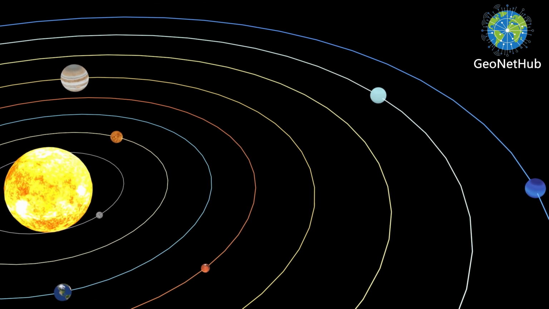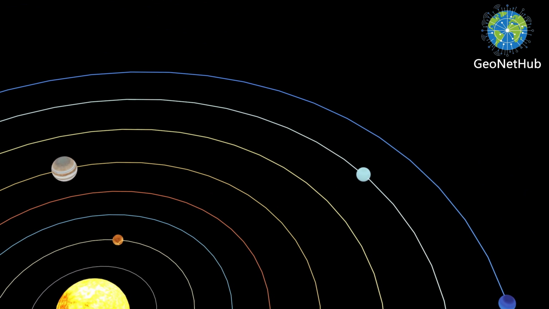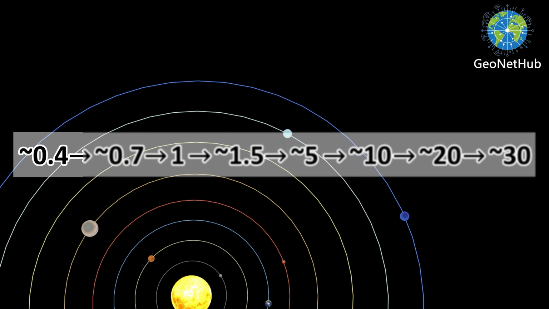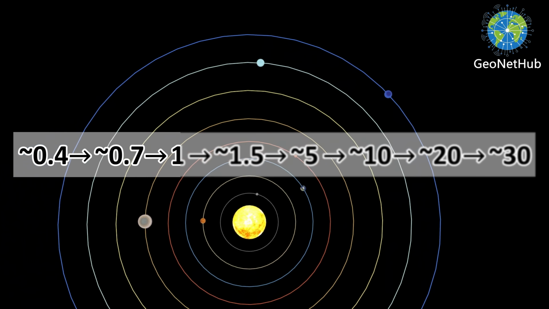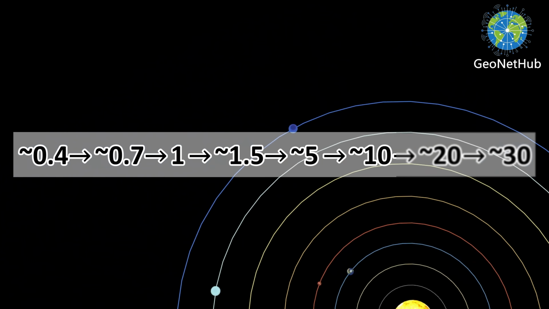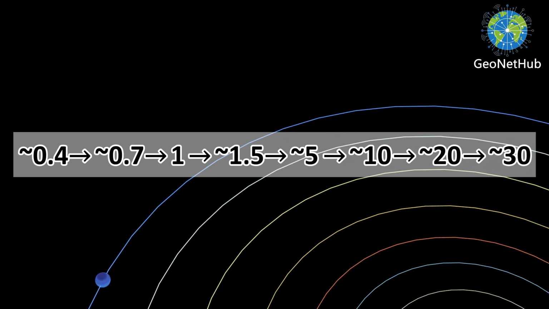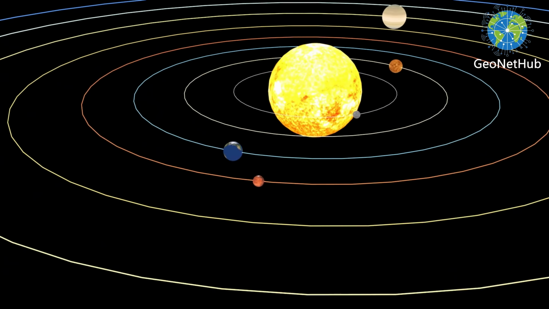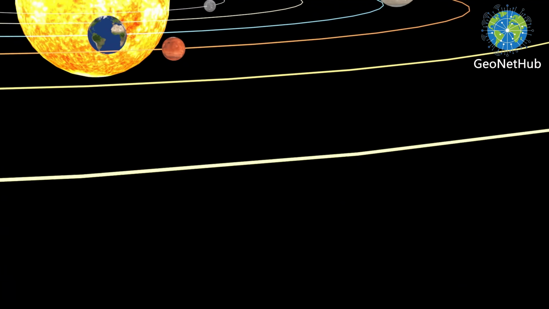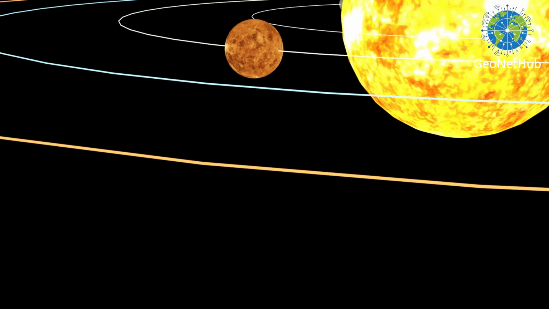Humans naturally look for patterns, so we notice an approximate sequence: 0.4, 0.7, 1, 1.5, 5, 10, 20, and 30. But this pattern is observational, not intentional. This is natural physics, not math.